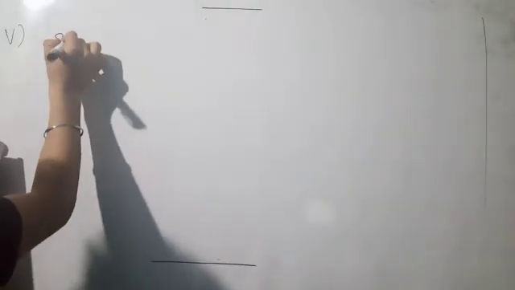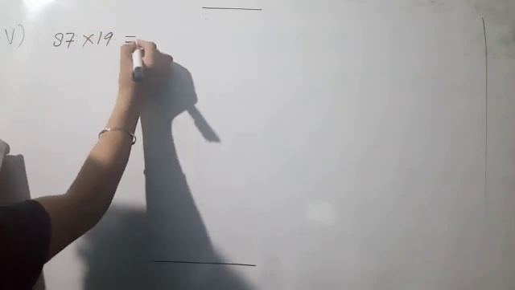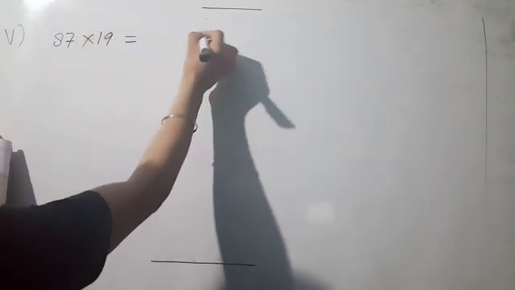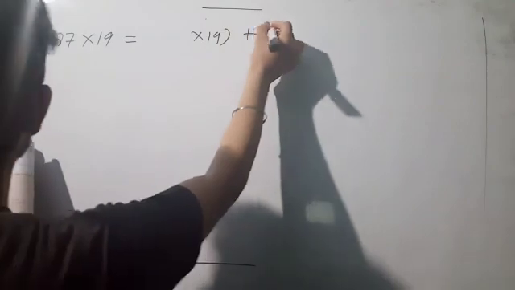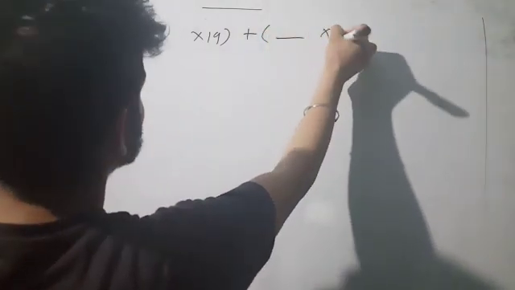Fifth one. In the fifth part we have 87 into 19 equal to blank into 19 plus blank into 9.